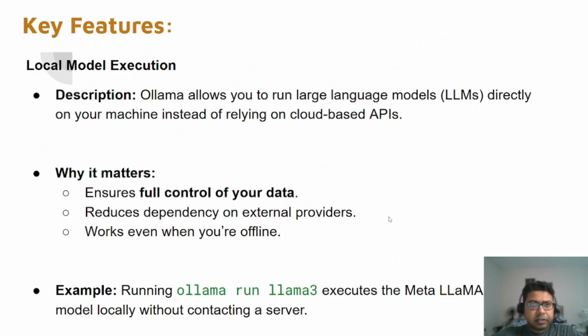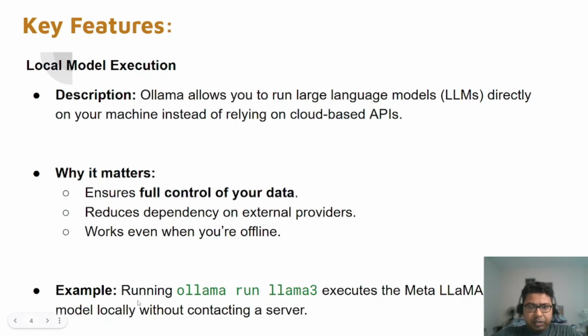Key features. Local model execution, obviously, is the key feature of Ollama. That we can run large language models locally is key, and it's a huge feature. It's beyond our imagination that we are running LLMs locally. Why it matters: it ensures full control of your data, reduces dependency on external providers, and works even when you are offline. So these are the benefits and features.